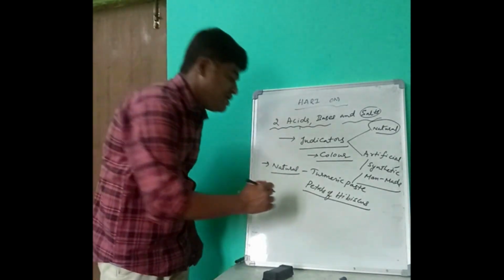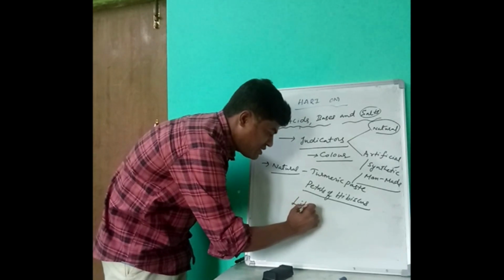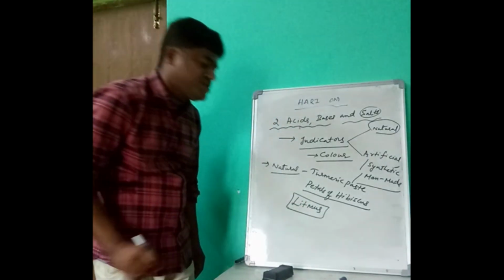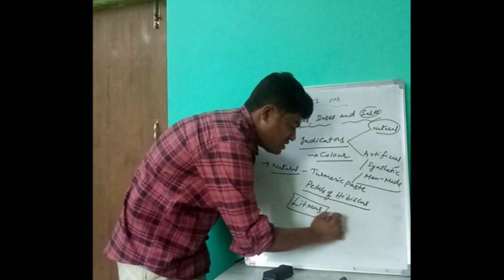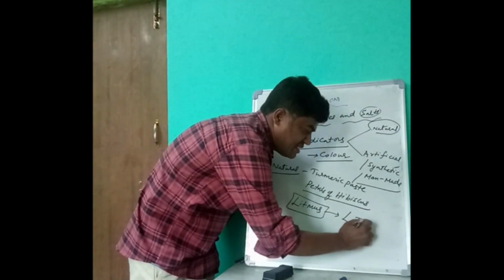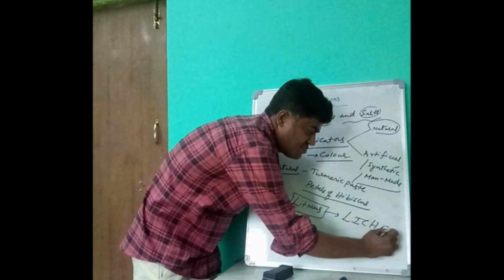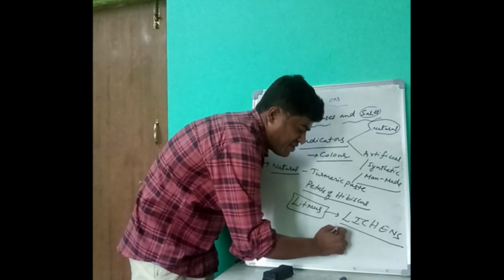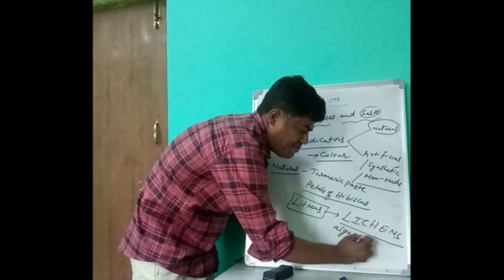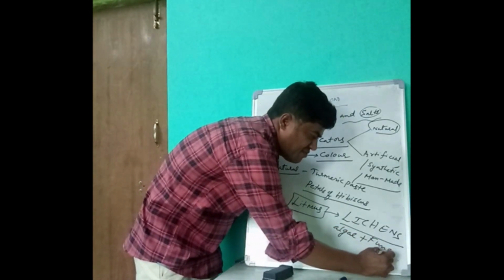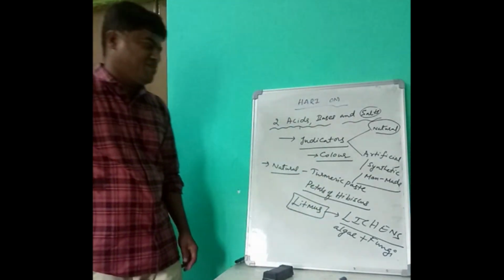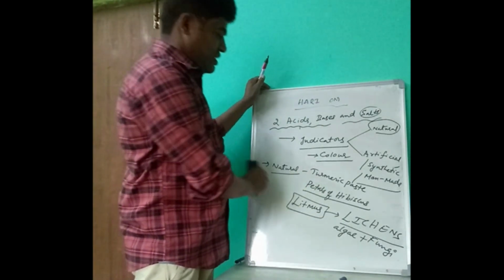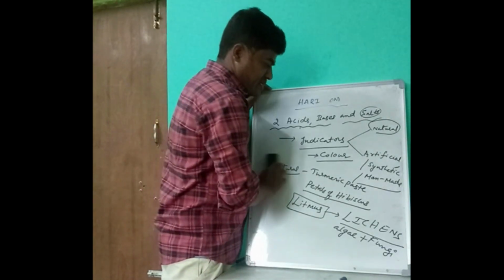And there is another indicator, litmus paper or litmus solution. Litmus is also a natural indicator because litmus is obtained from lichens. What is a lichen? Lichen is nothing but a friendship between algae plus fungi. From this they extract litmus, which is a natural indicator.